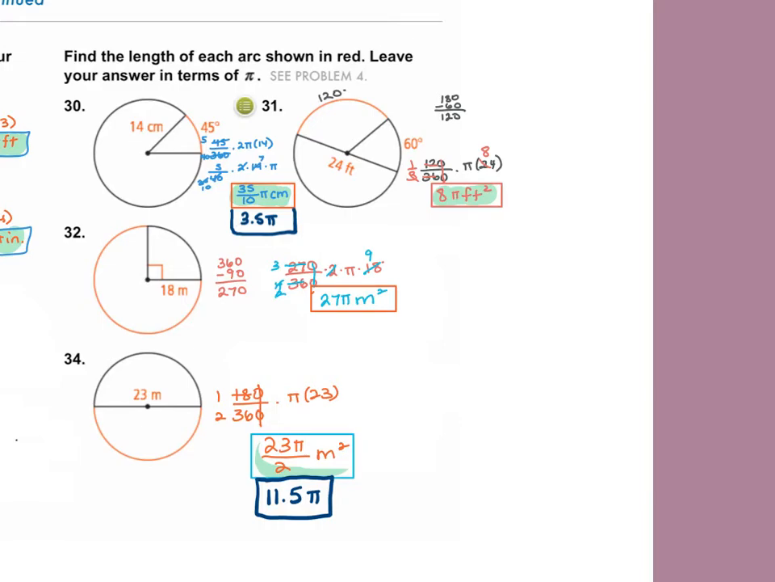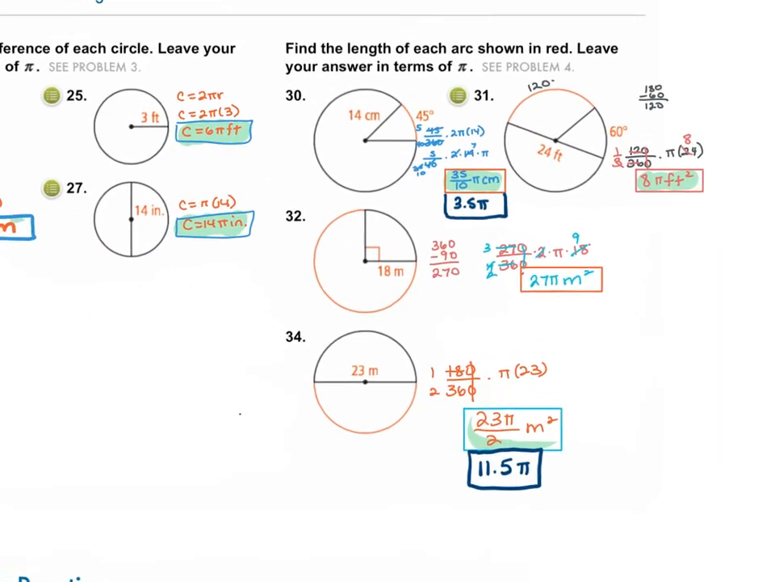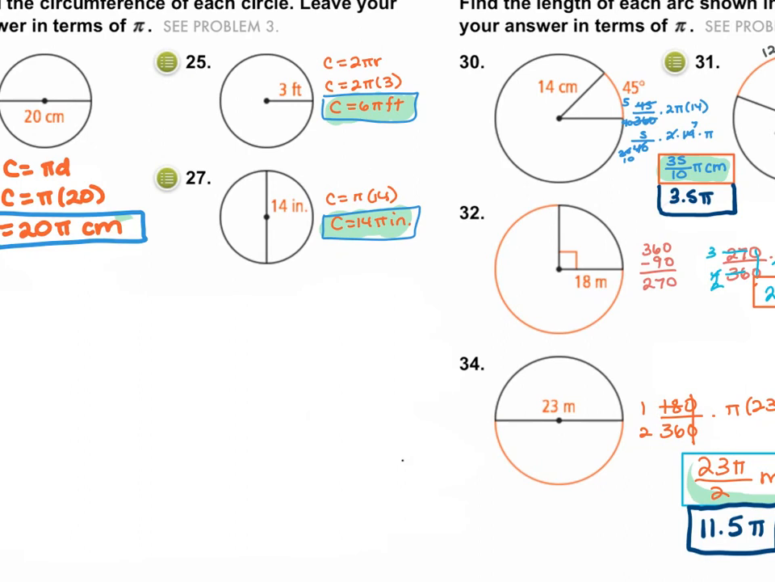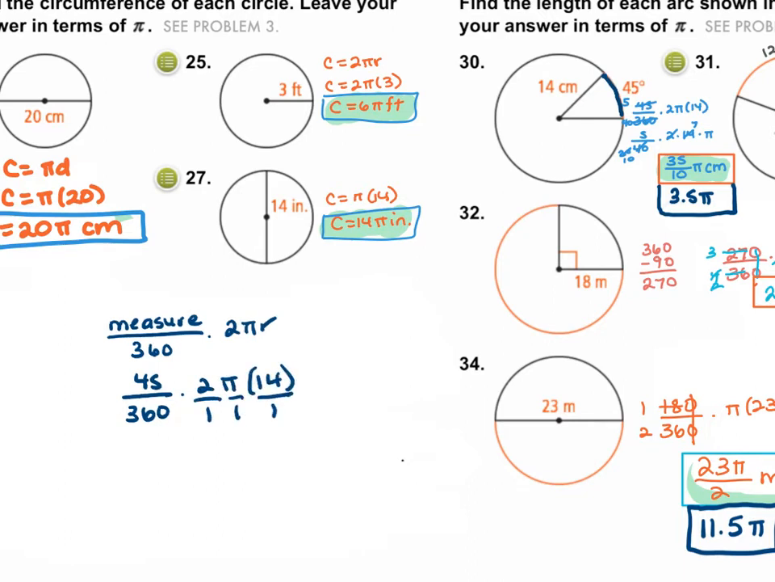Sure. So 30, my arc measure. Remember, we're doing the measure over 360 times 2 pi r. The measure is 45 because we're trying to find this arc here. So 45 over 360 times 2 times pi times r, which is 14. So 2 would be over 1, pi would be over 1, 14 would be over 1. Now 360 is actually divisible by 45.